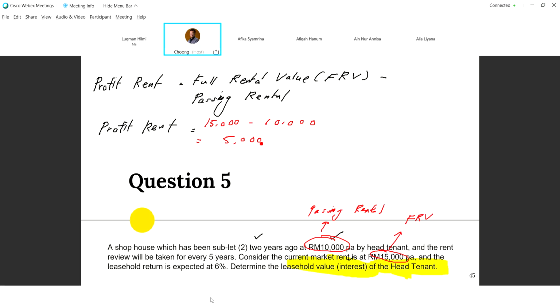So what happens now is that you assume the contract will end in 5 years, because the review is taken every 5 years. And actually it has been sublet 2 years ago. So how many years are left? 3 years, right. So it actually looks like this. So only 3 years remain. Before this it was 5 minus 2, but we don't count that because it happened 2 years ago.